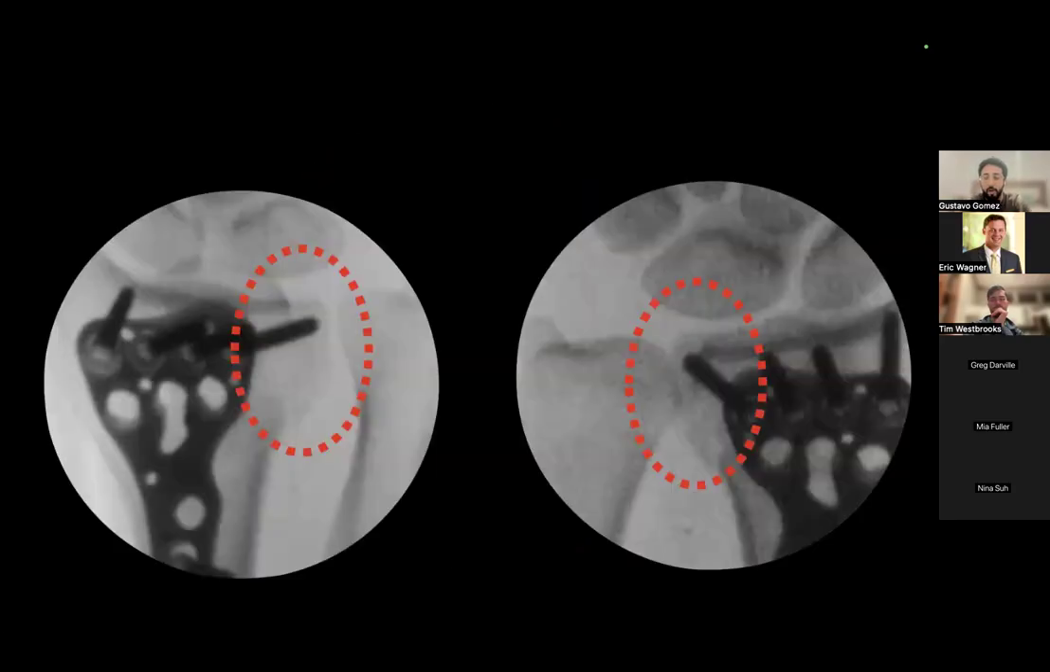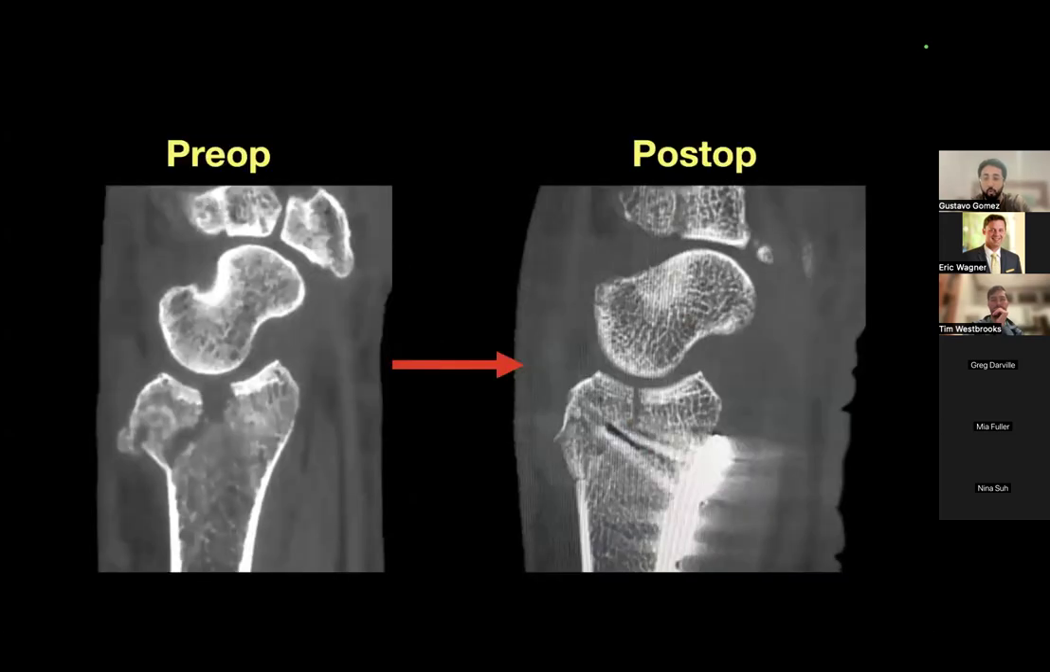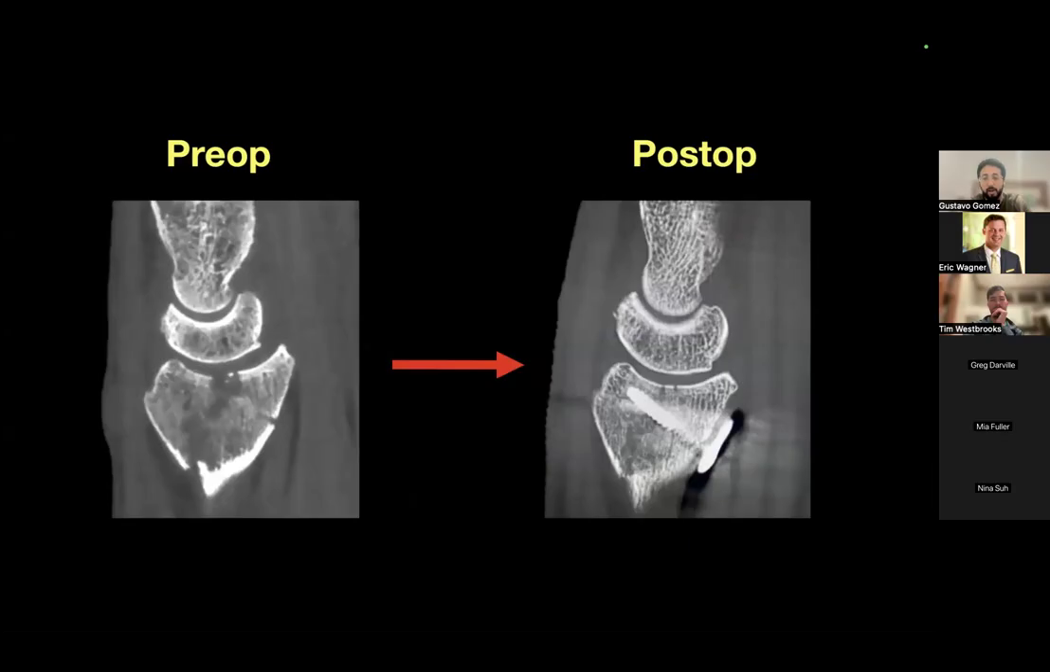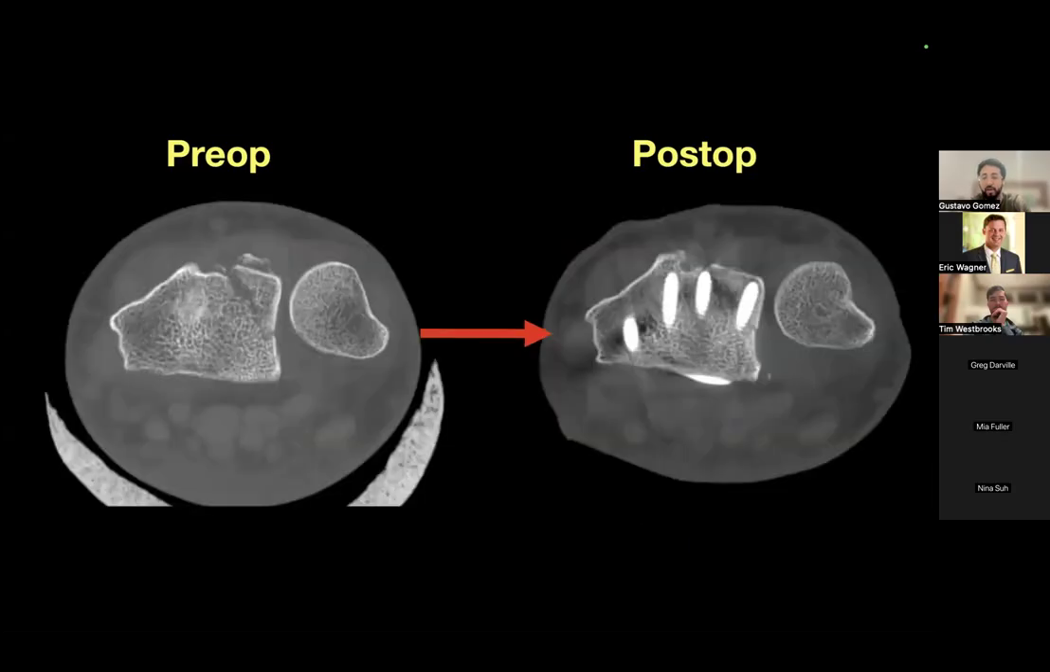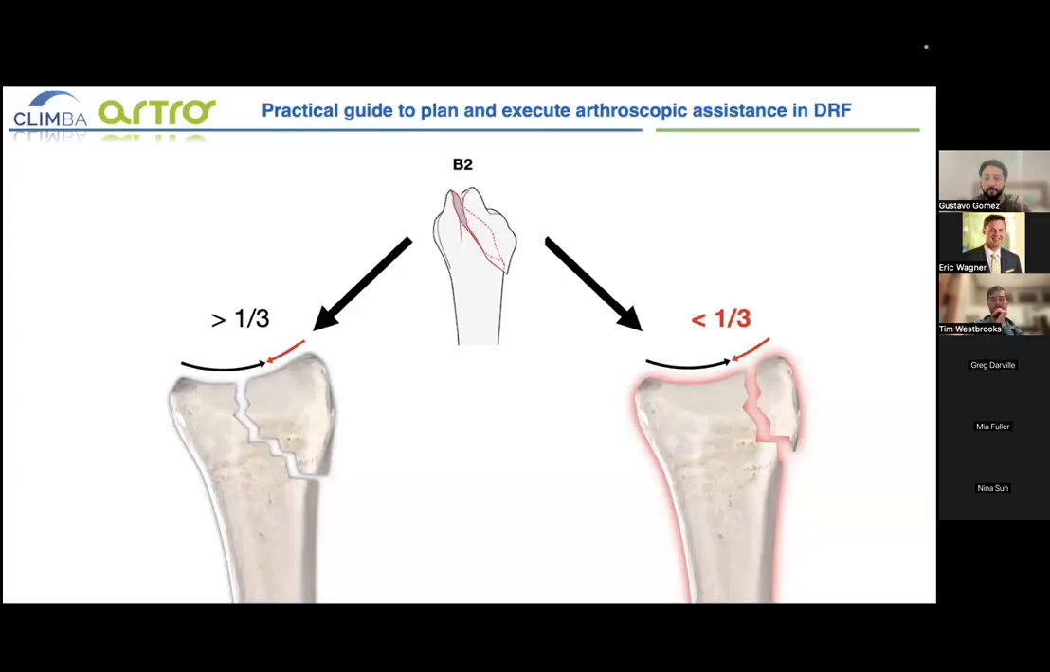These oblique views help us to understand better the fragment and the direction of the screw. With this nice result in sagittal view at the scaphoid fossa, the lunate fossa, and in axial view we can see how we fix the dorsal ulnar fragment.